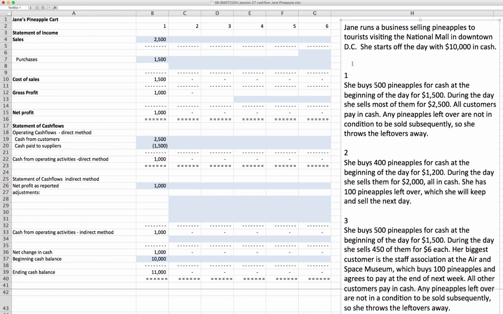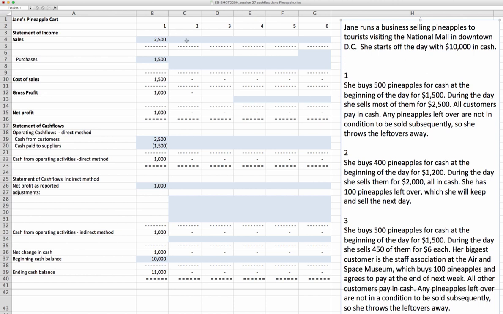And in case 2, so a different Jane, this is not the next day, this is a completely different first day, we're told that she buys 400 pineapples for cash at the beginning of the day for $1,200. During the day, she sells 300 of them, all in cash, for $2,000, and she has 100 pineapples left over, which she'll keep and sell the next day. So in this case, they're not rotten. She's going to carry them over until the next day.